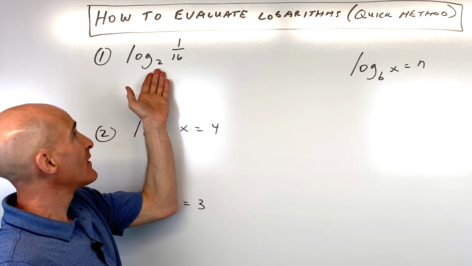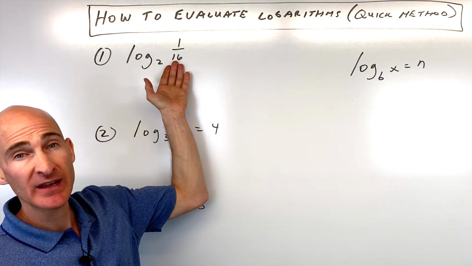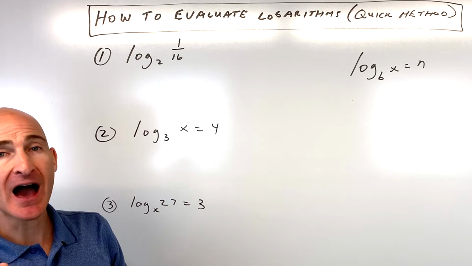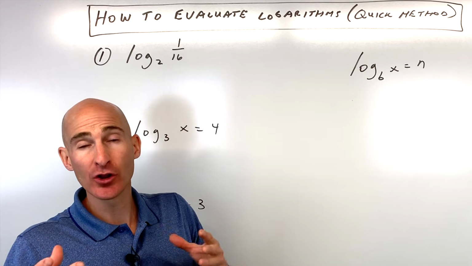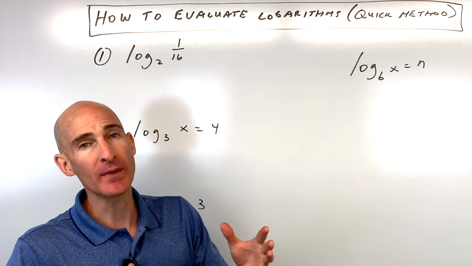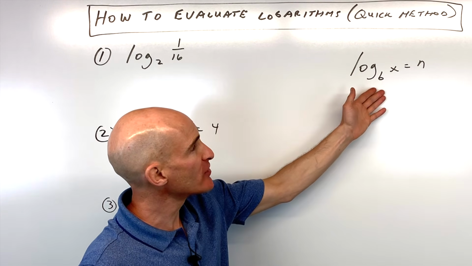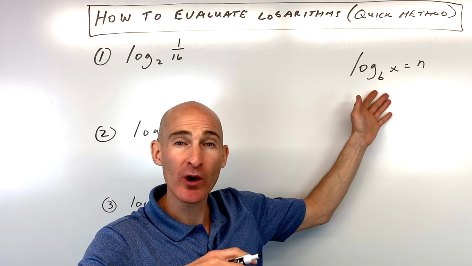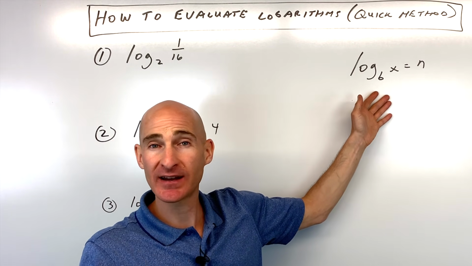How do we find out the value of this log? Meaning, how do we evaluate logarithms? Well, the key thing to know is how to switch back and forth between the logarithmic form and the exponential form. And you want to realize that logarithms and exponential functions are opposites of each other, kind of like squaring and square rooting, or adding and subtracting, multiplying and dividing.